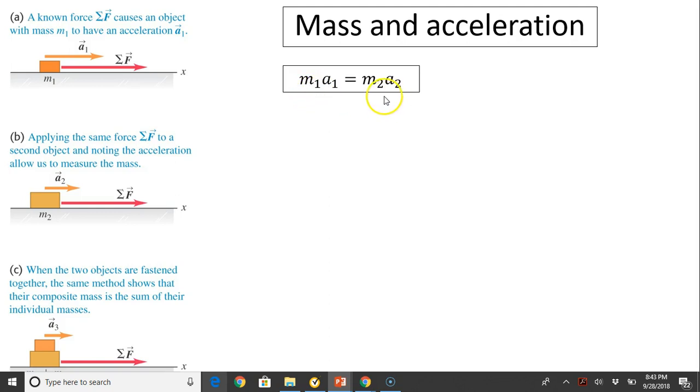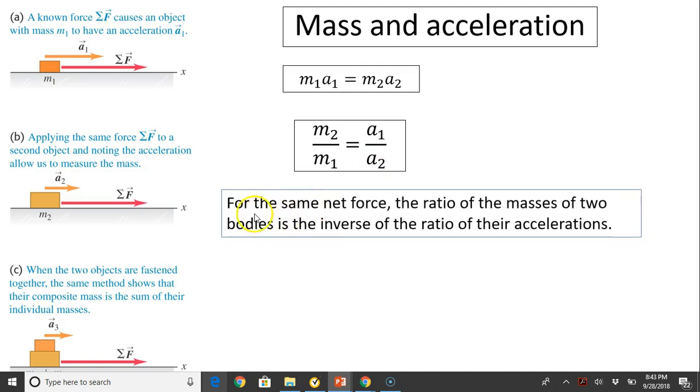Because the force on m1 is the same as the force on m2, m1 a1 equals m2 a2. We rearrange this equation, and we have m2 over m1 equals a1 over a2. What does this equation tell us? It tells us that for the same net force, the ratio of the masses of two bodies is the inverse of the ratio of their accelerations. That means the more mass you have, the less acceleration you have. So mass and acceleration are inversely related.